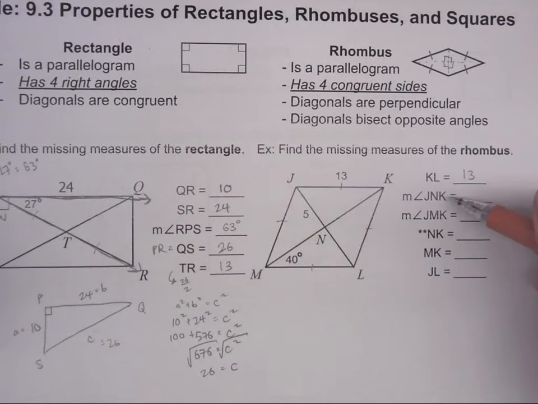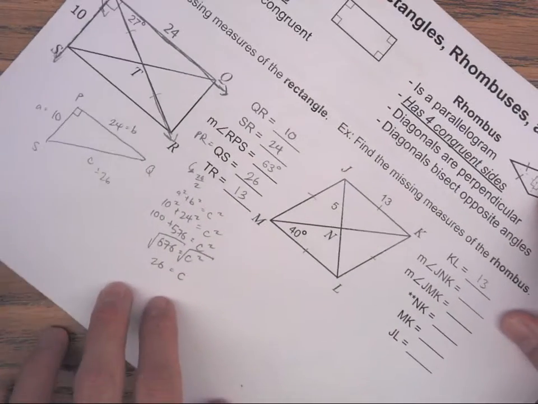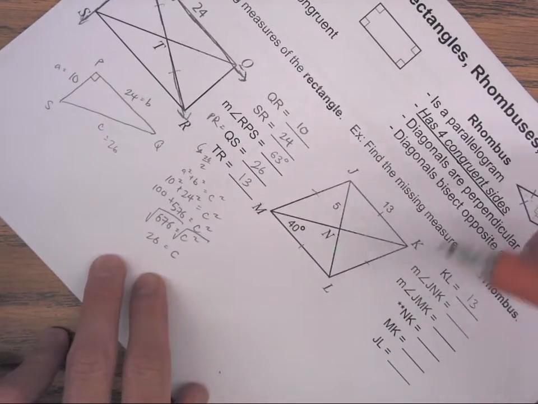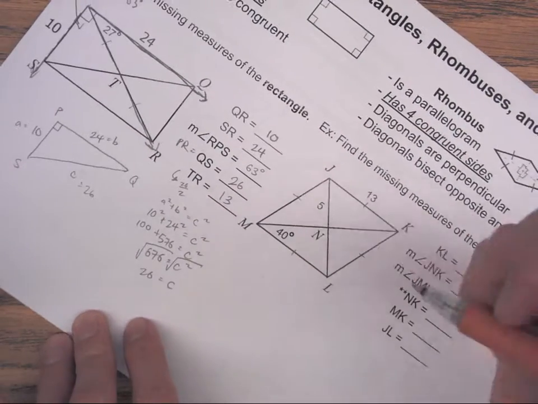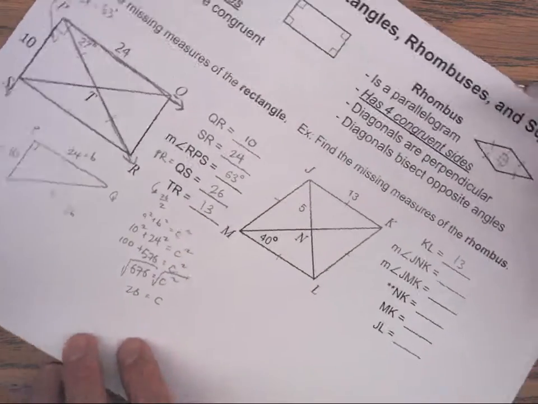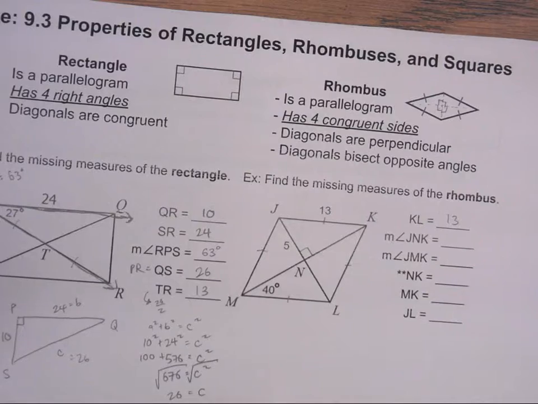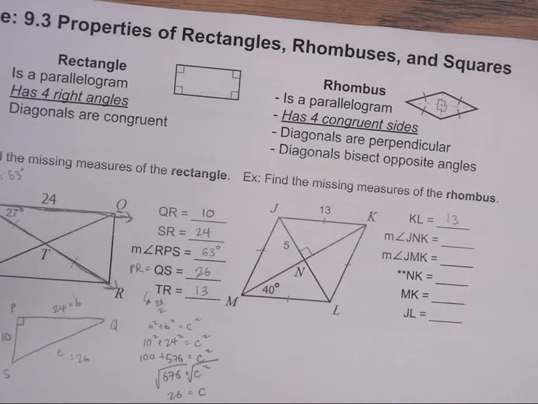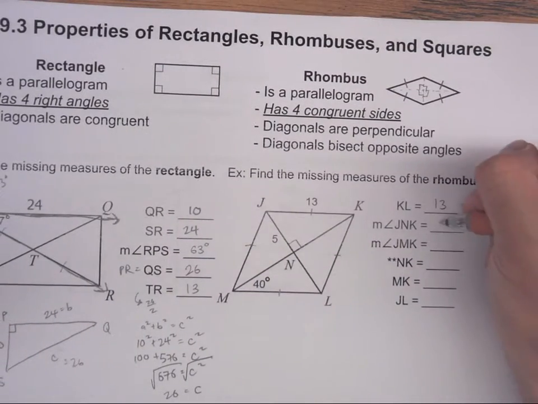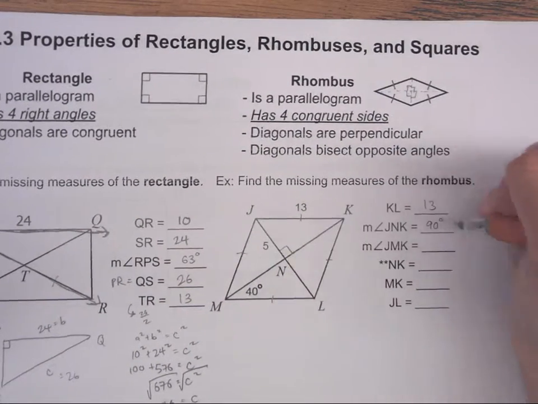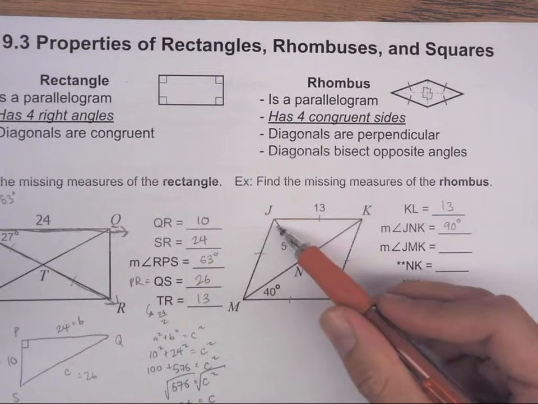Okay, the measure of J and K. So if I were to turn this around like this, I'm guessing this is not to scale, I apologize, but basically if you have a rhombus and all of these sides are the same, what that means is that this has to be a right angle because these diagonals have to be perpendicular to each other. So the measure of J and K is a right angle, and we know that a right angle measures 90 degrees.